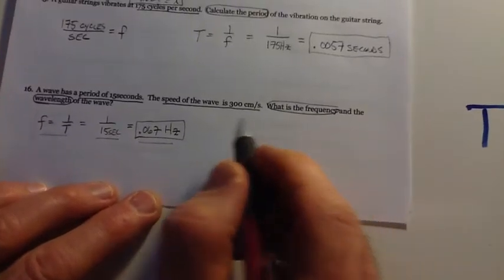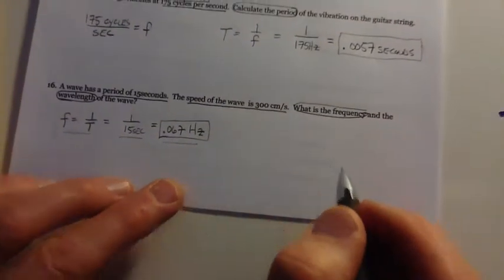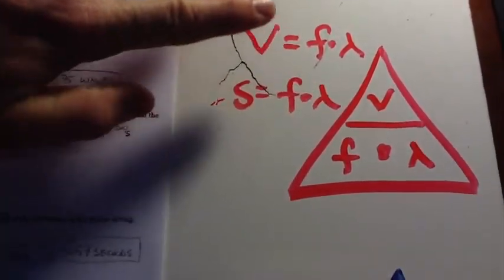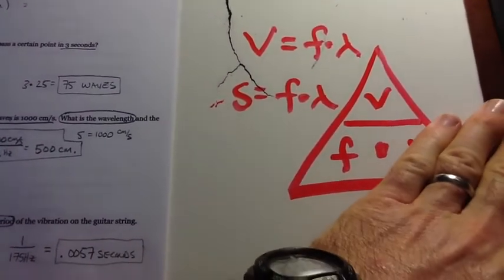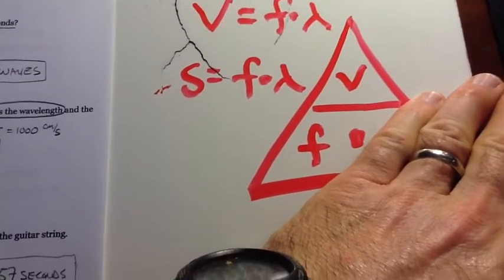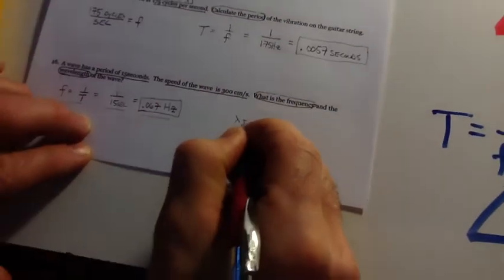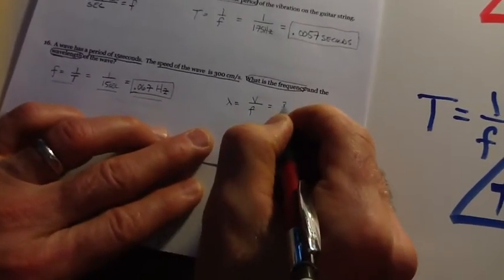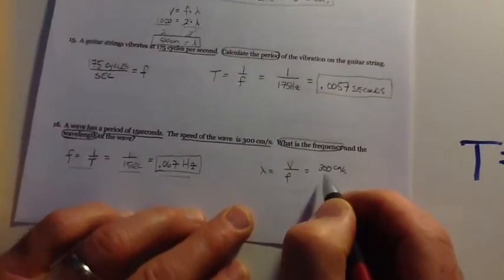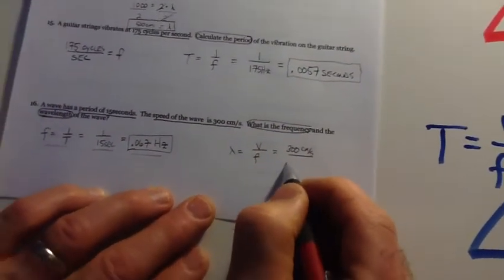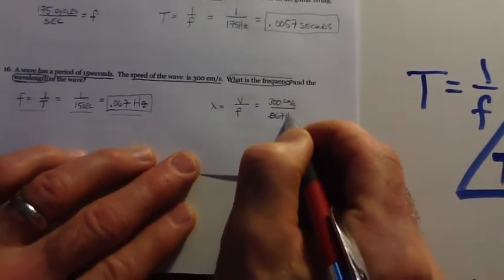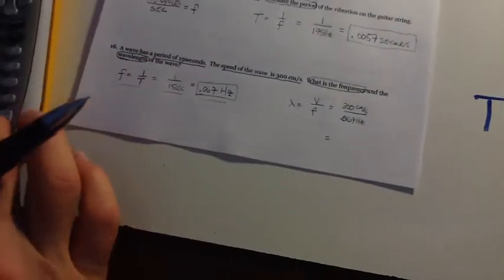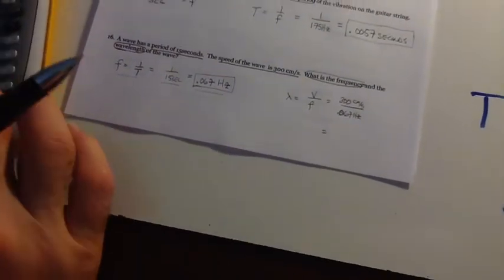Now, the second part of this question is, what is the wavelength? So if we again look at this triangle, you don't have to do this. Algebra is great if you understand the algebra, but the equation for wavelength is velocity divided by frequency. So wavelength is equal to velocity divided by frequency. We were told that the velocity was 300 centimeters per second. The frequency we found was 0.067 hertz.